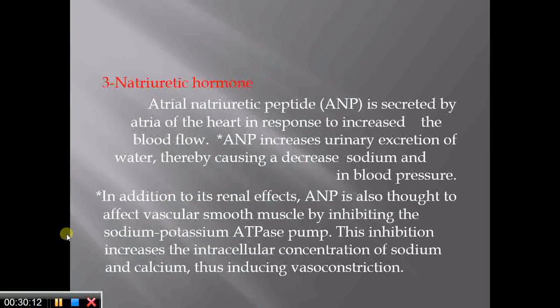Natriuretic hormone. Atrial natriuretic peptide, ANP, is secreted by the atria of the heart in response to increased blood flow. ANP increases urinary excretion of sodium and water, thereby causing a decrease in blood pressure. In addition to its renal effects, ANP is also thought to affect vascular smooth muscle by inhibiting the sodium-potassium ATPase pump. This inhibition increases the intracellular concentration of sodium and calcium, thus inducing vasoconstriction.